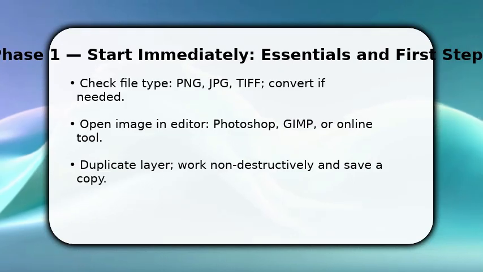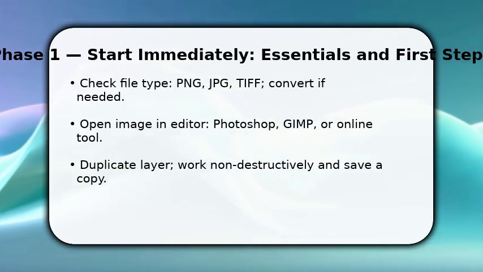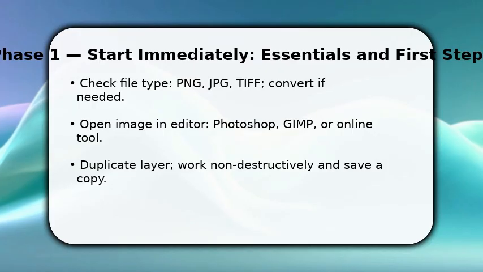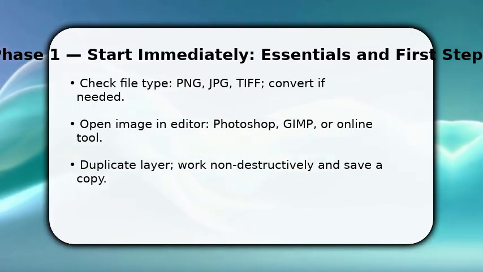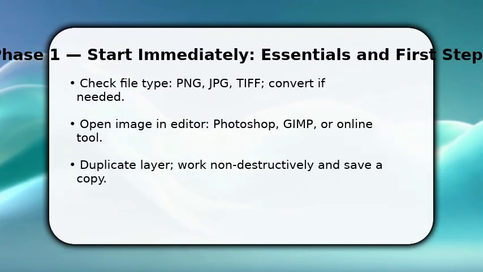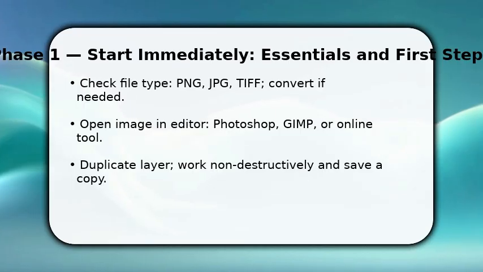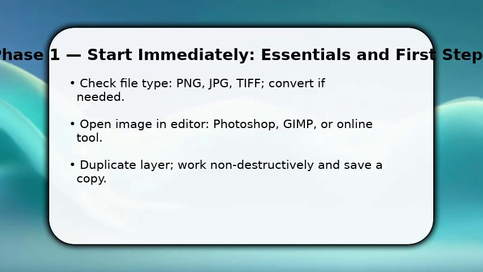You start by verifying the file type because formats affect tools and quality. Open the image in your chosen editor and duplicate the background layer. This protects the original. Once done, zoom to the text area and enable relevant guides or grids so alignment is precise. Make sure to set resolution and color mode to match your output.